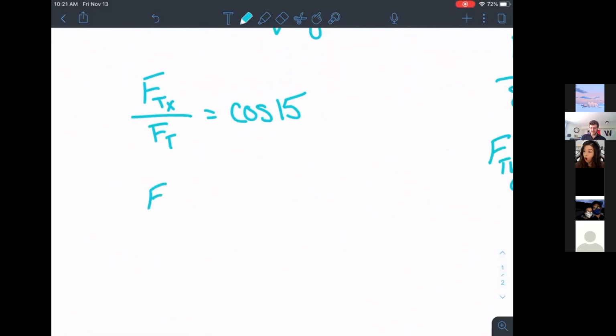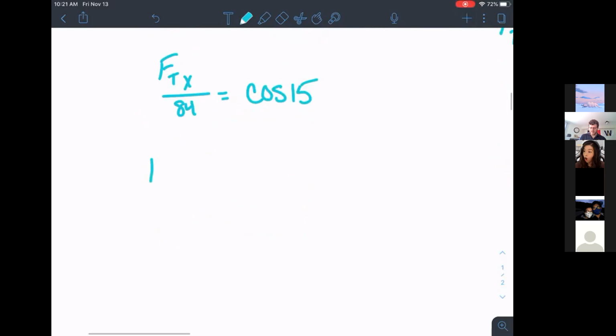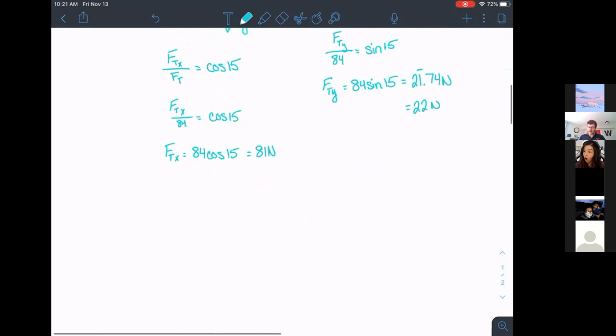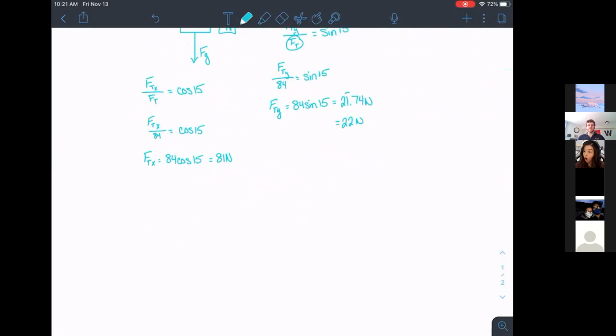So for this one, if we replace it with our 84. All right, how am I going to get my force of tension in the x direction by itself? Multiply by 84. And what do I get for my force of tension in the x direction? 81. Any questions on solving for those two forces?